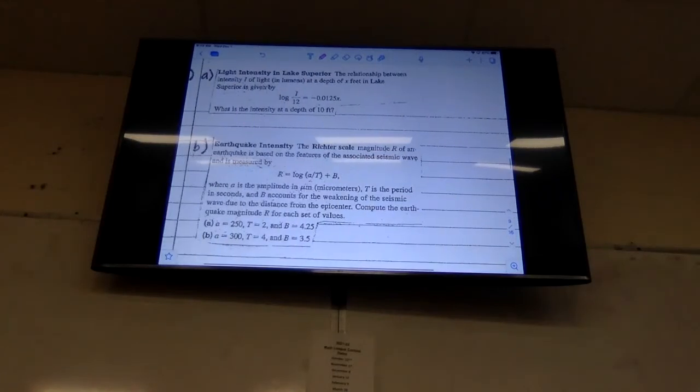So 4a says the relationship between intensity of light and lumens at a depth of x feet in Lake Superior is given by this equation: log of I divided by 12 equals negative 0.0125x. What's the intensity at a depth of 10 feet? Where do we think 10 is going to go? X. It says depth of x feet. We have a depth of 10, so we're going to plug 10 in for x, and we're going to solve from there.